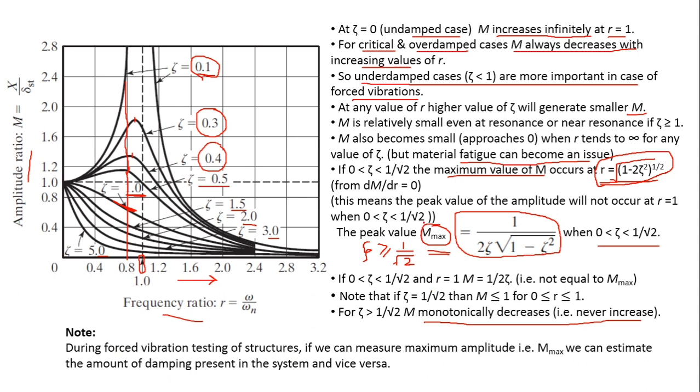One very important point in the end is that if we are able to measure the maximum amplitude, that is M max, experimentally by using some sort of vibration sensors, then we can estimate the damping of the structure, because we know that M max is equal to 1 upon 2 zeta under root 1 minus zeta square. If you can measure this value using a vibration sensor attached to your structure, then you can determine the amount of damping present in that structure.